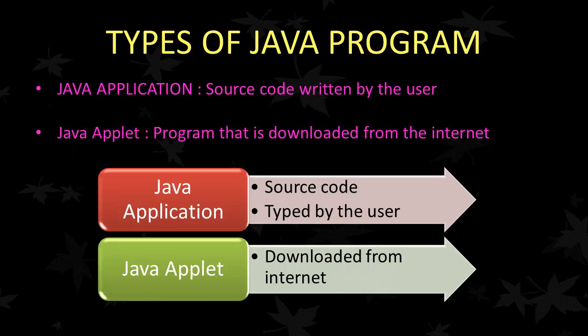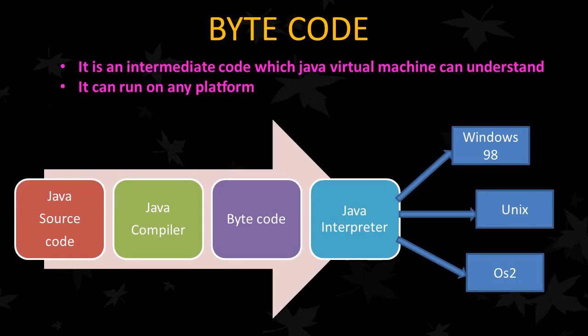Types of Java program. Java application: source code written by the user. Java applet: program that is downloaded from the internet. Bytecode is an intermediate code which Java Virtual Machine can understand. It can run on any platform.